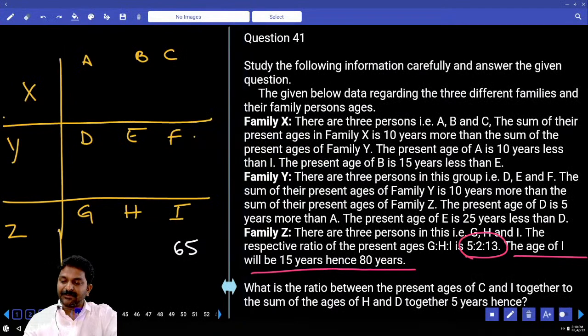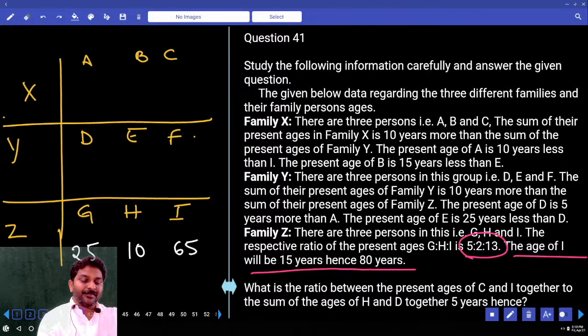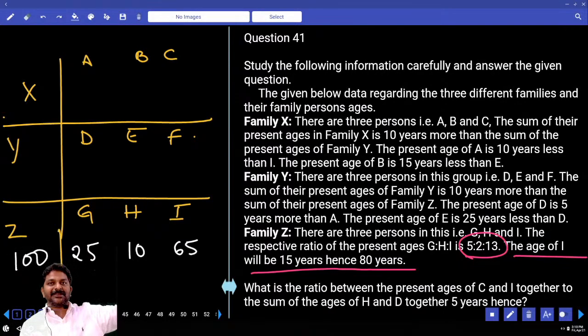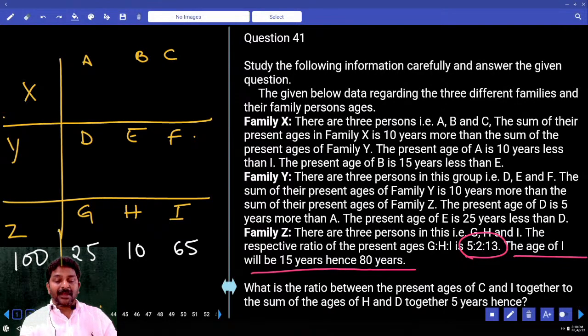The ratio is mentioned. From the ratio, I is how many parts? 13. How many times is 65? 5 times. So 25 and 10 for the others, 5 times 5 and 5 times 2. Then the total of the three members in Z is 100 years.